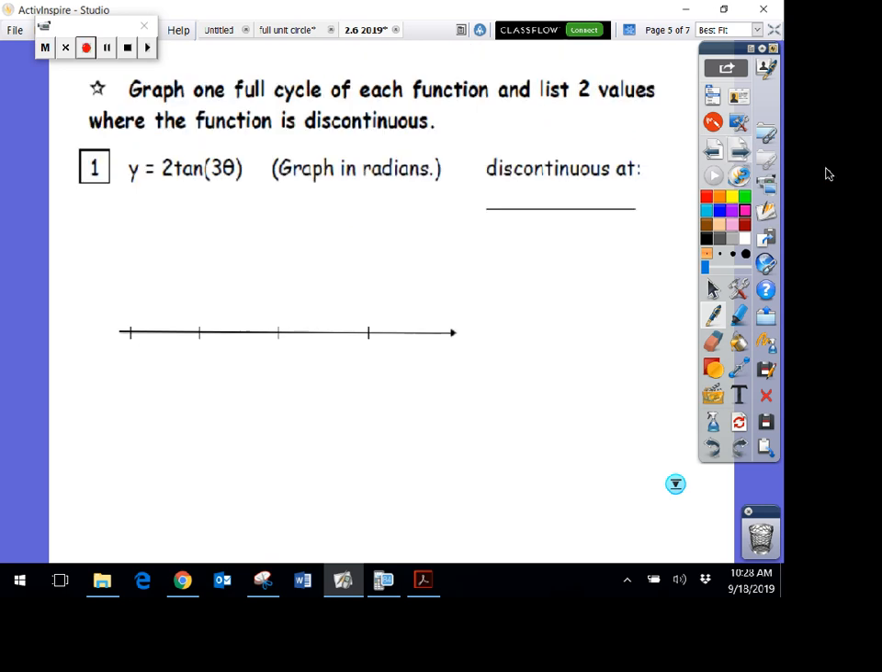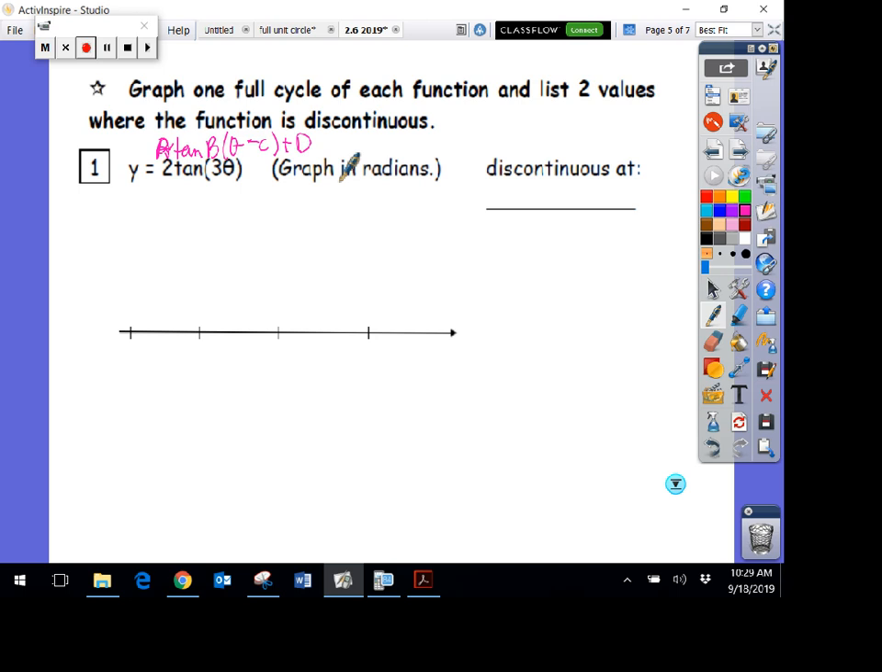All right, so one full cycle, list 2 values where it's discontinuous. So tangent. We have an A value. This is A tan B, theta minus C, plus D. Now the 3 is in the parentheses versus out of the parentheses. Because there is no C value, it doesn't matter if there are even parentheses there. There could be parentheses, not parentheses, around the C, around the theta, around both of them, just around the theta.